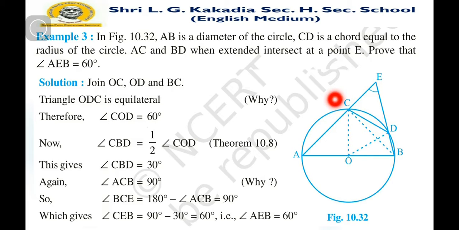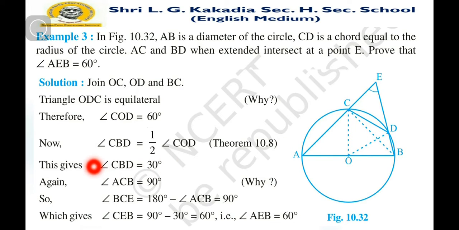We know that this arc subtends two angles, COD and one more angle, CBD. So CBD is half of COD, as we have seen in Theorem number 10.8. So CBD is half of angle COD. So it is 30 degrees, as COD is 60 and this is 30.